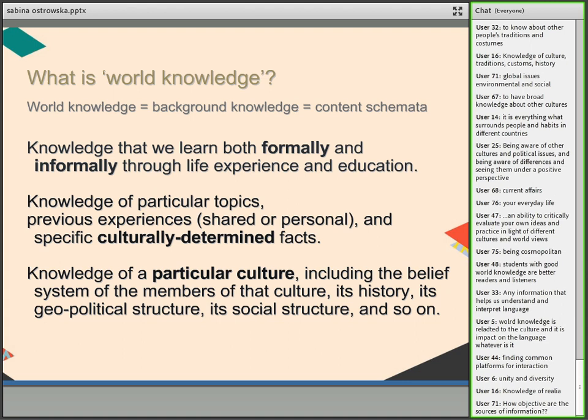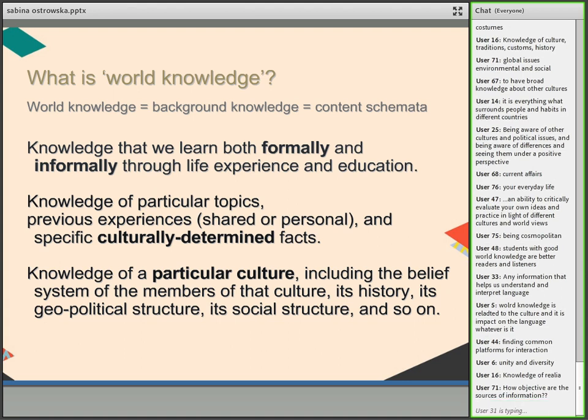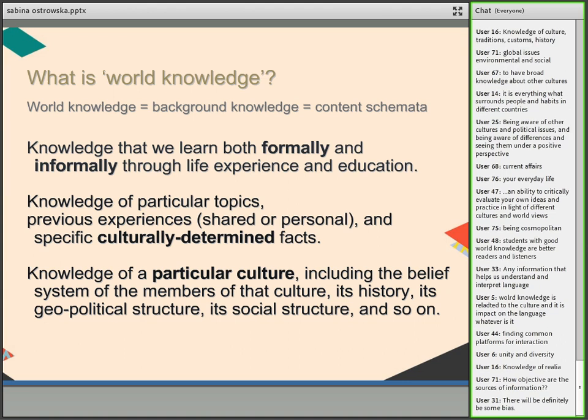So there's a lot of information we acquire in these ways. Someone asked you how objective are the sources of information. Well, the more information I think you have about the world, the more able you are to evaluate. If you hear a lot of contradicting reports about some facts, then perhaps it's time for you to read more about it and evaluate it.